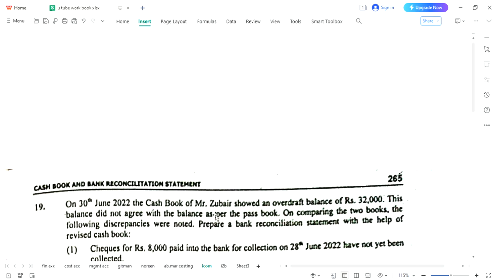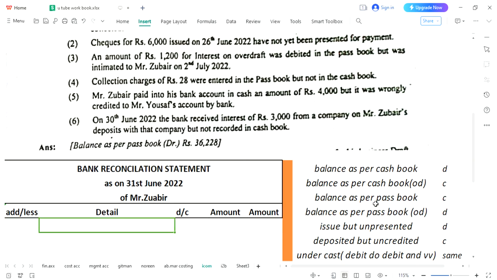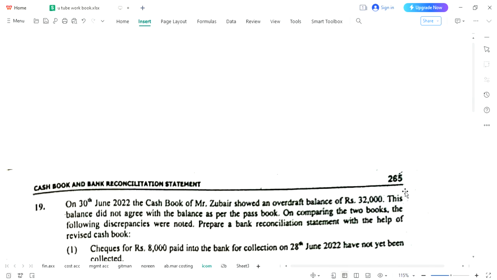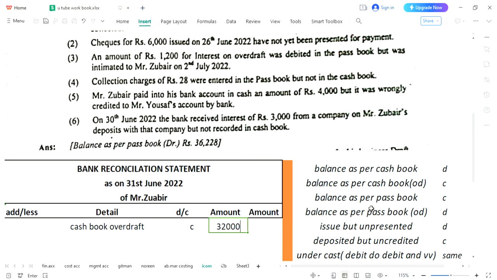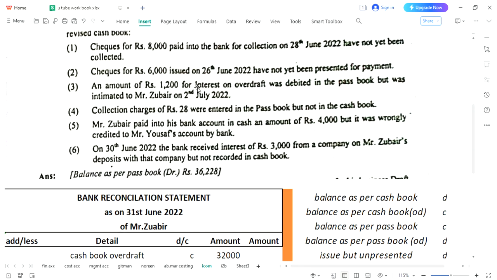Cash book showed overdraft, so it's cash book overdraft. First we will put the balance. Cash book overdraft, and we do know it should be credited. Look here: cash book overdraft. Rules are written beside it. The next step is to see how much the amount is, and that is 32,000. Put 32,000 over here.